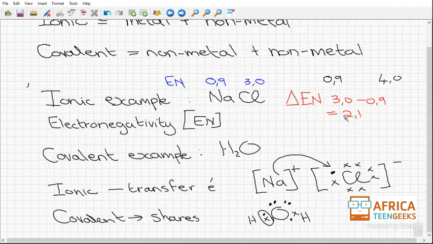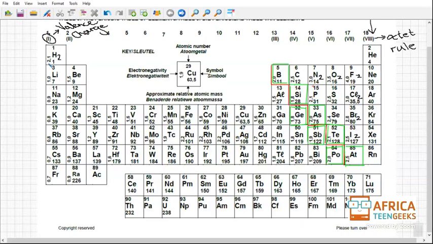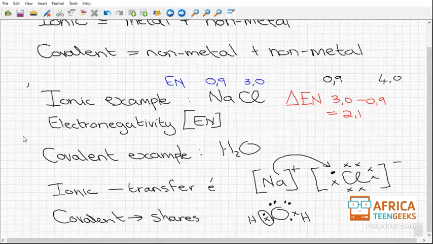We're going to see in a moment there's actually a range. Let's have a quick look at the electronegativity of hydrogen and oxygen. Hydrogen 2.1, oxygen 3.5. 2.1, 3.5. Okay? So we said 2.1 and 3.5.